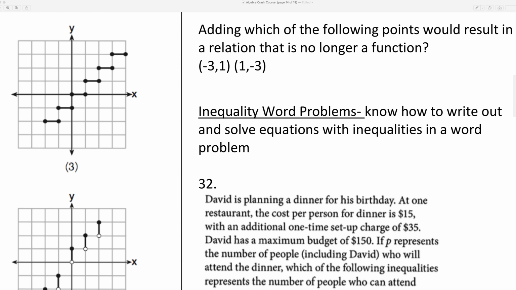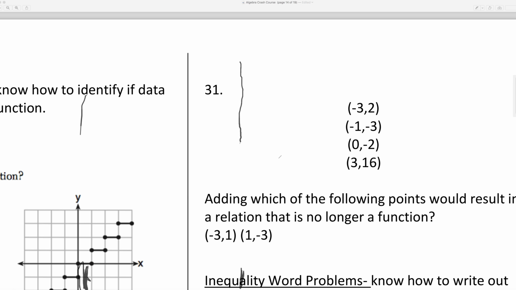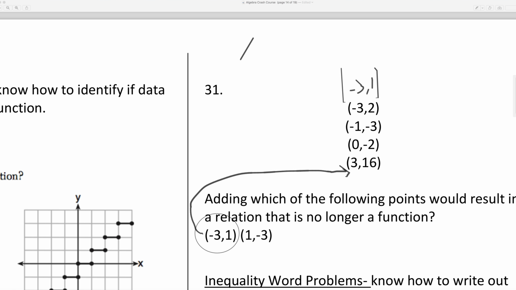But they're also going to ask you to understand it like this. If you added one of these points, which one would not be a function? Well, if I added -3, then I would have the point -3 comma 1 and the point -3 comma 2. If I plug x into the machine as -3, which one is it, 1 or 2? That would be not a function. That one would ruin it from being a function.